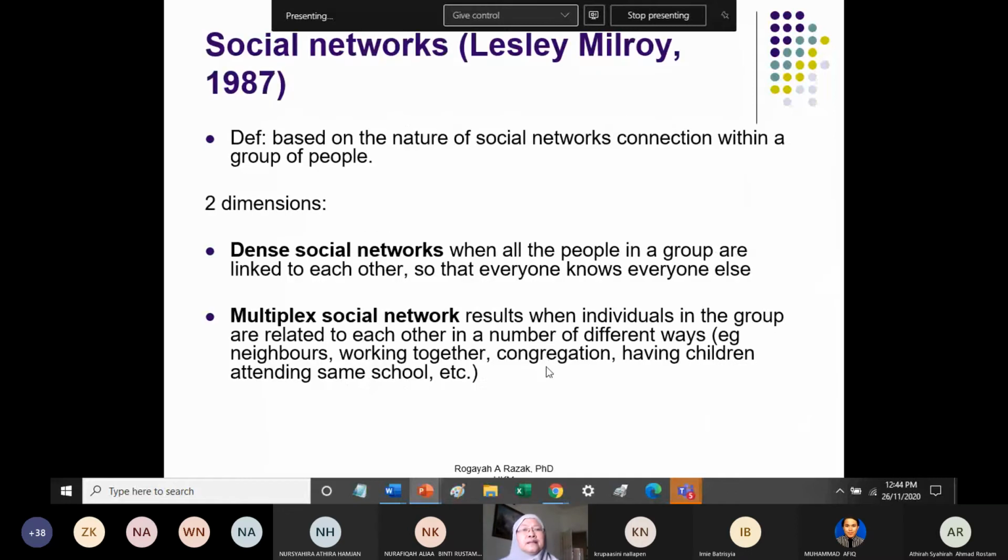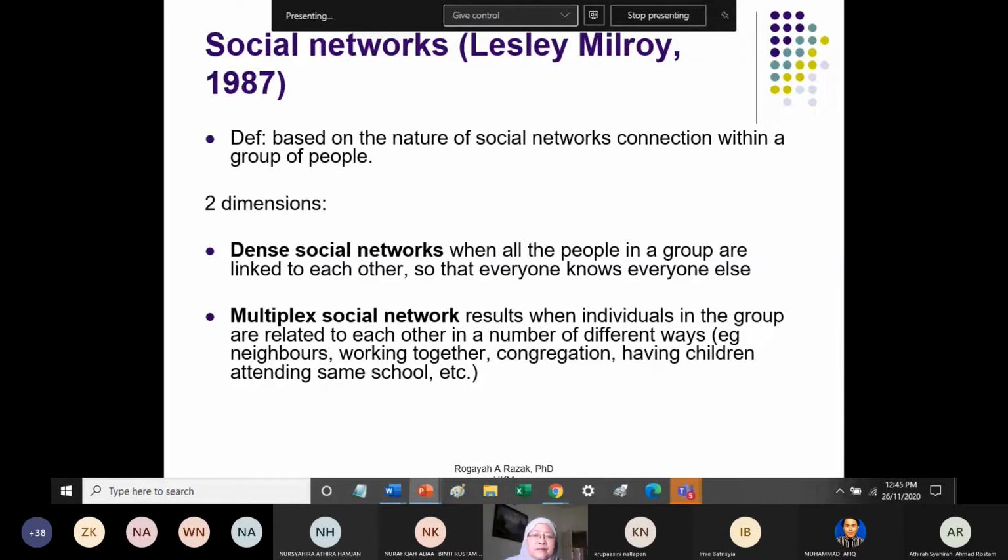Okay. Leslie Milroy in 1987 talks about social networks. Even before social media, okay, she talks about social networks based on the nature of connections within a group of people. A social network can be looked at from two dimensions, which are dense social networks and multiplex social networks. Dense social networks are when all the people in a group are linked to each other and everyone knows everyone else.